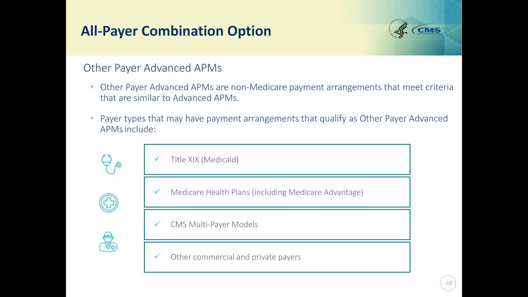So here we're going to talk a little bit about which models are available for the all-payer combination option. Because this is more about the payers, we're going to talk about all the models that are advanced APMs. The payer types that we add for the other payer advanced APMs include Medicaid, Medicare health plans, including Medicare Advantage, CMS multi-payer models, and other commercial and private payers. Next slide.